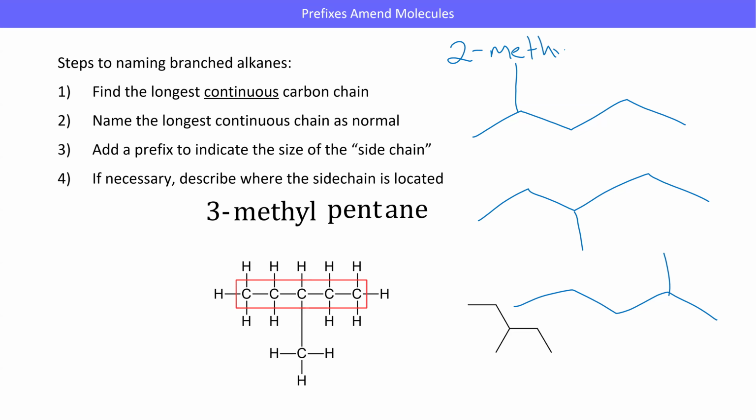These two molecules are isomers of each other, but they're not the same molecule. Because to move a methyl group from carbon 2 to carbon 3, you would have to break a bond to do it. So even though they're both methyl pentanes, they're not the same molecule.